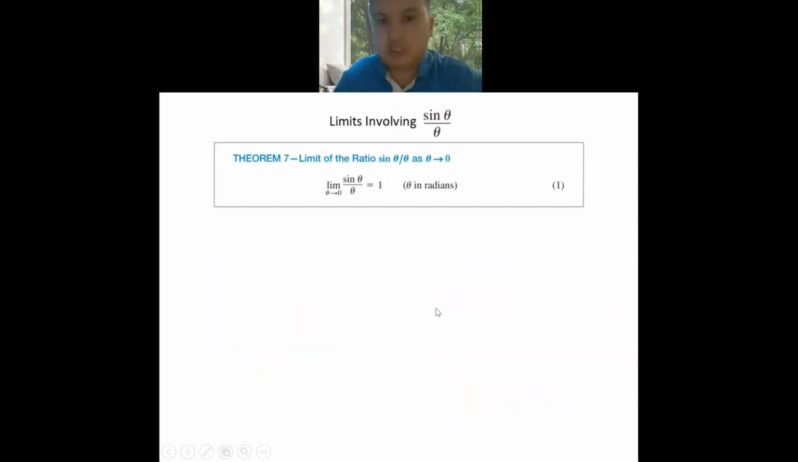Okay, now let's discuss this particular theorem. This is one of the important theorems. You will be using this later also, so you have to know it. Theta is taken in radians, not in degrees. What it says is that the limit as theta goes to 0 of sine theta divided by theta is equal to 1.